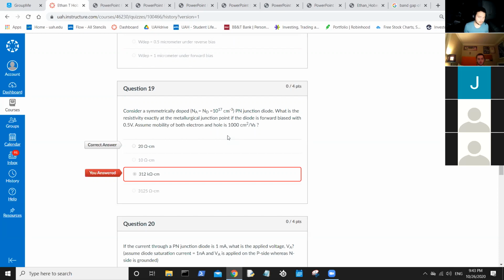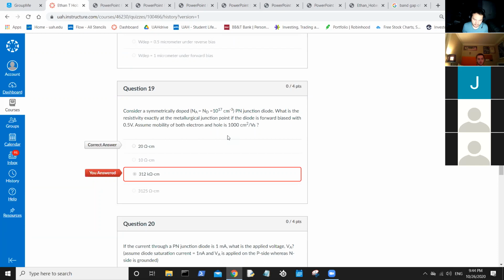So let's look at resistivity. What's the formula for resistivity? Well, it's the Greek letter rho, which is equal to 1 over Q times mu N times your ND plus mu P times your NA. Okay, so we were given all those numbers. We were given NA and ND equal to 10 to the 17th, both mu values equal to 1,000, and Q is a constant. So let's calculate this out. It should spit out 20, but I will confirm that for you momentarily.